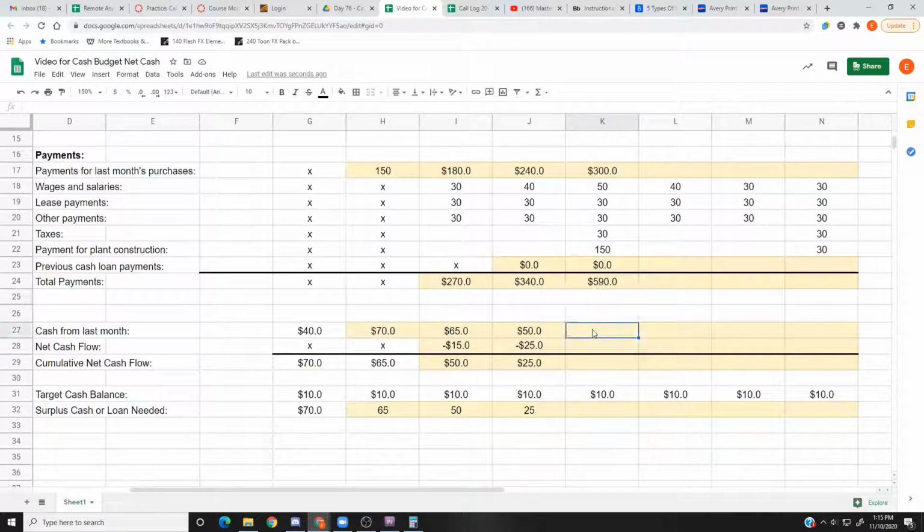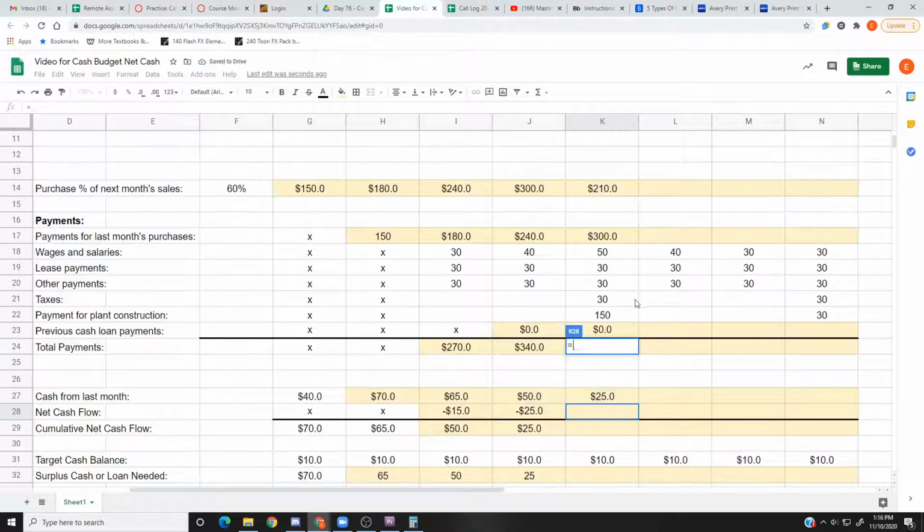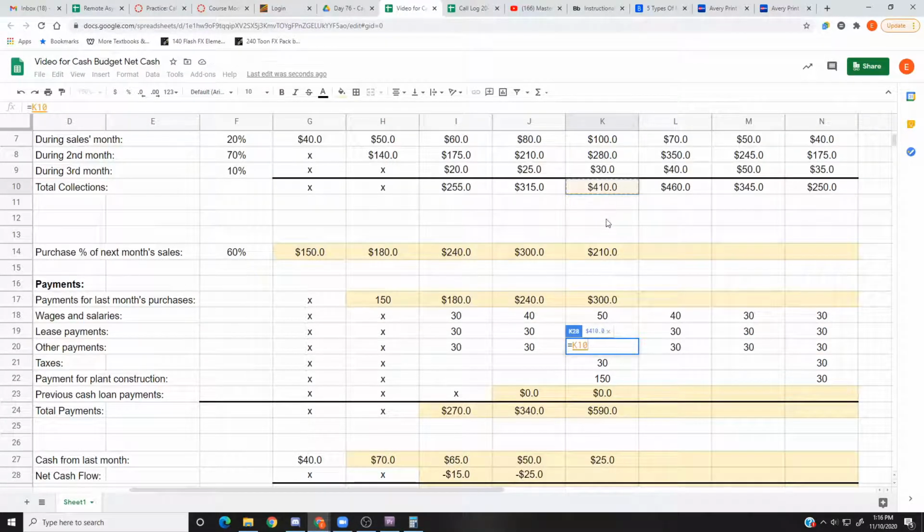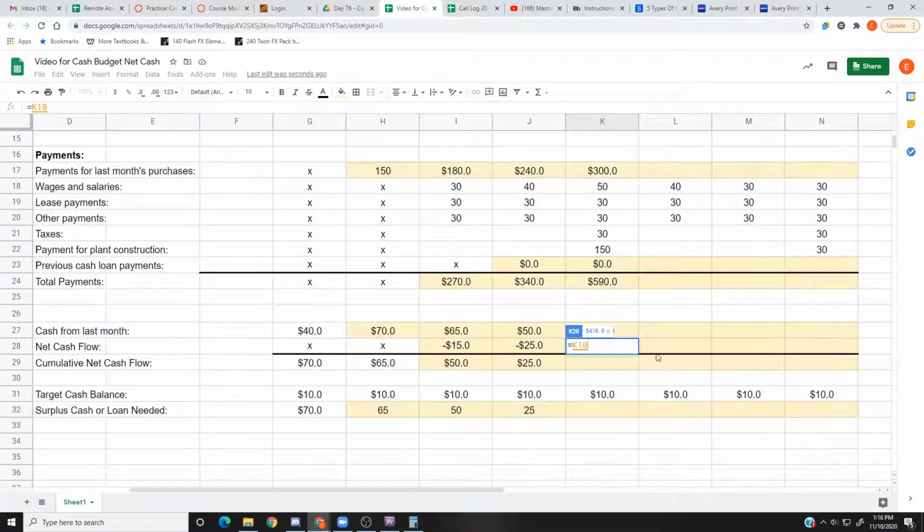All right, so cash from last month. I had 25 left. I had 410 come in, and we have to subtract the 590 for the payments. And I have lost $180. This is going to be bad. So we're going to take the $25 plus the negative $180. And I've got negative $155. And I need at least 10.